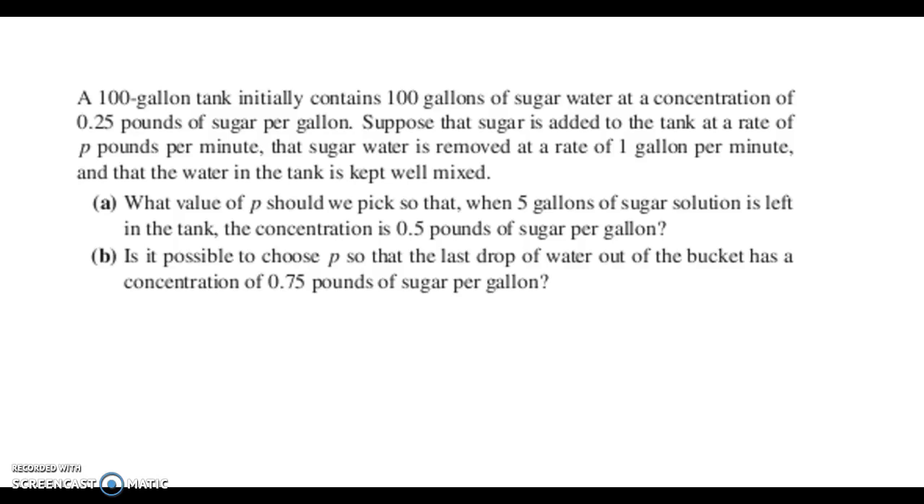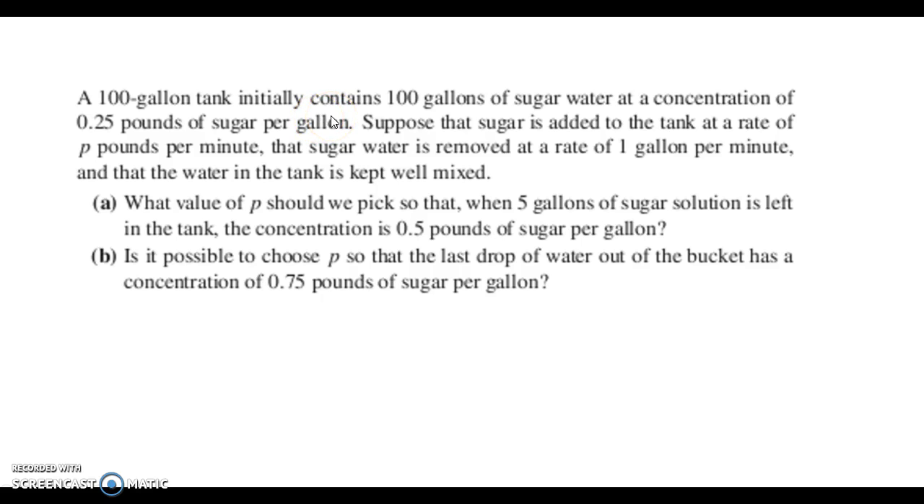Here we're going to tackle a fairly complicated problem that involves a tank. This is a 100-gallon tank that initially contains 100 gallons of sugar water. The concentration of sugar is 0.25 pounds per gallon. So basically that means that if there's a quarter of a pound per every 1 gallon, for 100 gallons there will be 25 pounds of sugar in there initially.